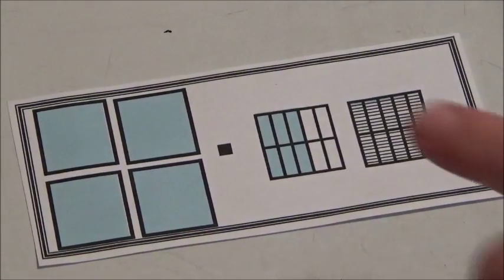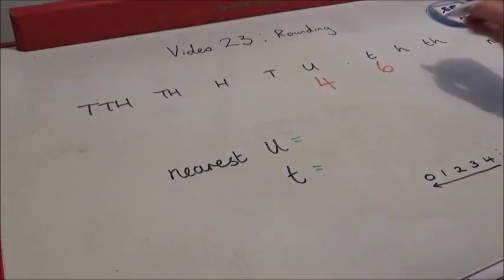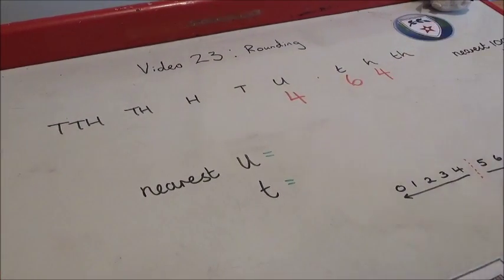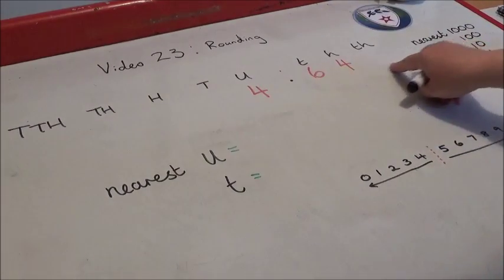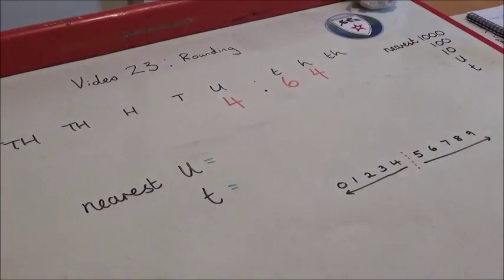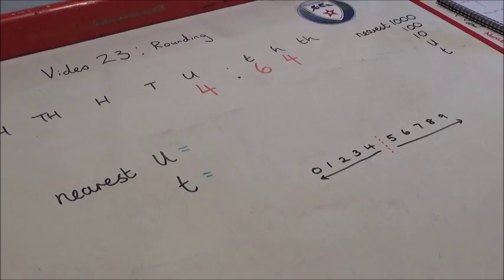Okay, so we're going to have a look at rounding to the nearest unit and rounding to the nearest tenth. So this number here, I've got 4 units, 6 tenths, sorry, because I can hardly see it, and 4 hundredths. And I'm just going to put in my decimal point to show that these numbers here are smaller than 1 unit. So, round to the nearest unit.